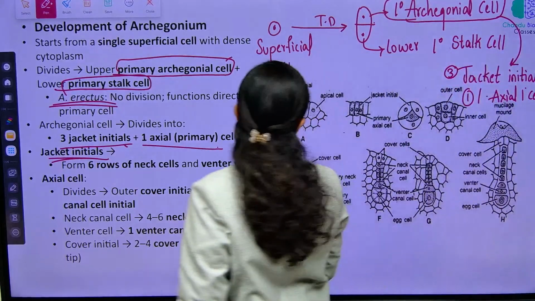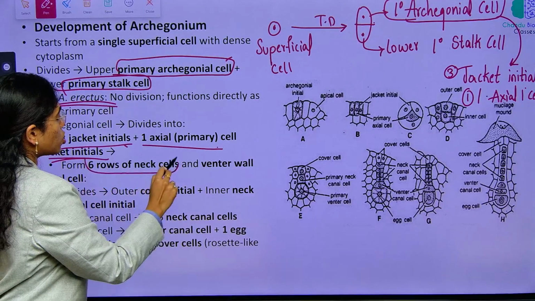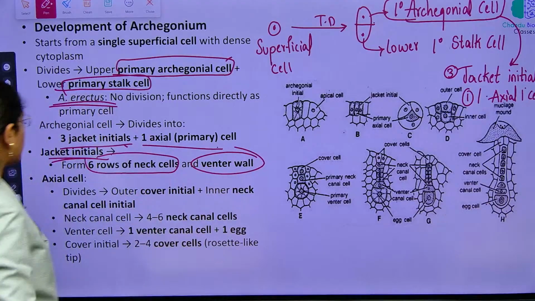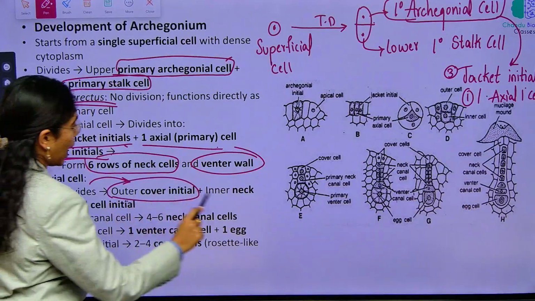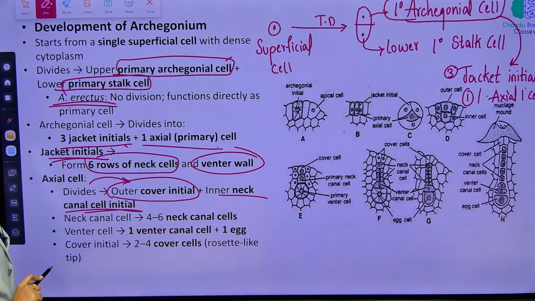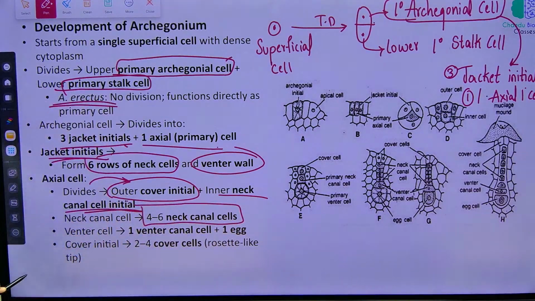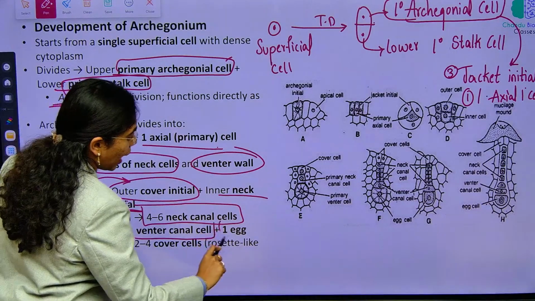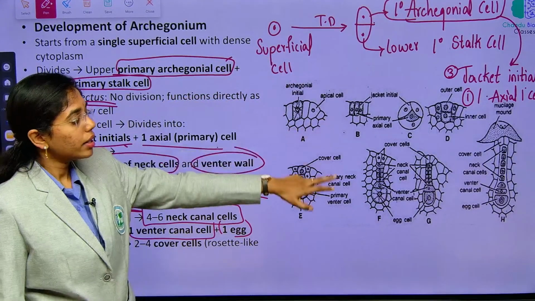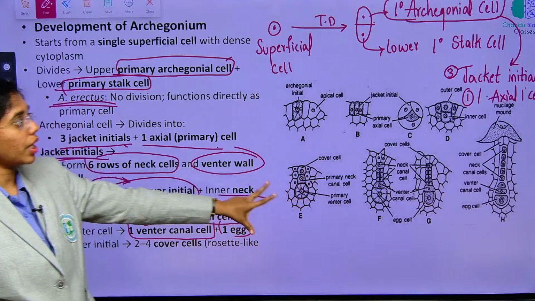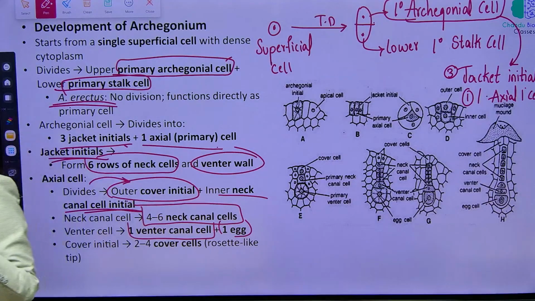Fine. And here you see jacket initials, what do they form? 6 rows of neck cells and a venter wall is formed. Axial cell will divide further and outer cover initial and inner neck canal initials are formed. Neck canal initials will give rise to 4 to 6 neck canal cells. Venter cell will give 1 venter canal cell and 1 egg cell is formed. Clear till here? This is the differentiation. This is how the archegonium complete structure is differentiated and formed from a single superficial cell. Okay. I hope the divisions are clear to everyone.